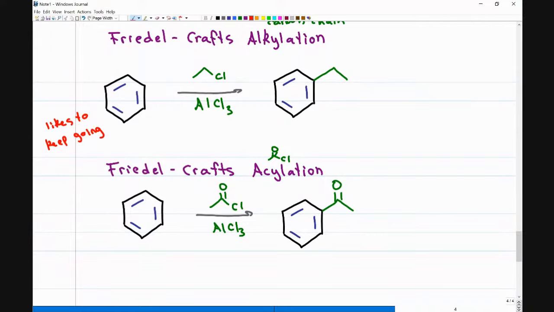So these are, oh, I forgot to give you the super electrophile. We need the super electrophile. What makes the alkylation and acylation, what makes the Friedel-Crafts reaction happen? What is my super electrophile?